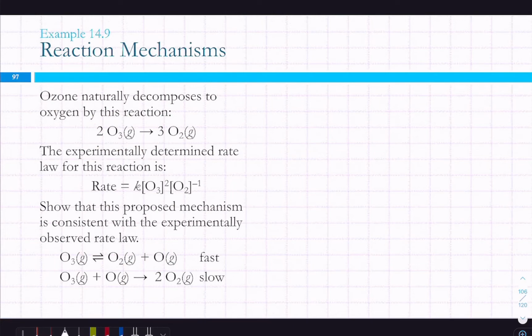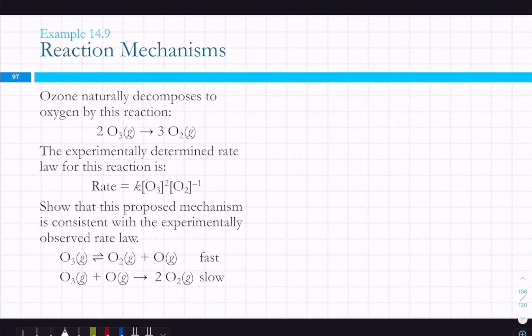And then for the rate law, how do we get this rate law in this format? Because our first step here is fast, right? So the forward reaction there would just be first order with respect to ozone. So we need to incorporate this equilibrium with the reactants in the second, slow step.